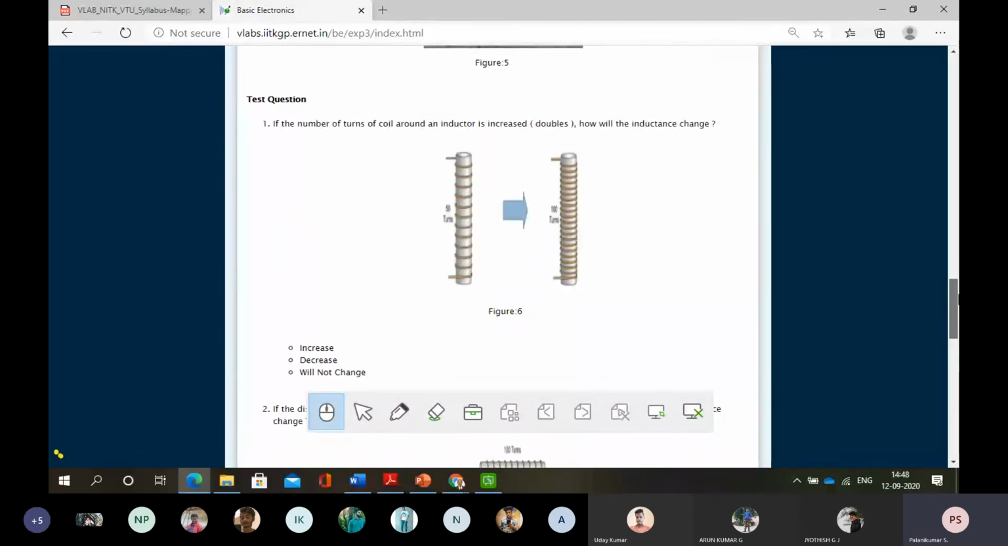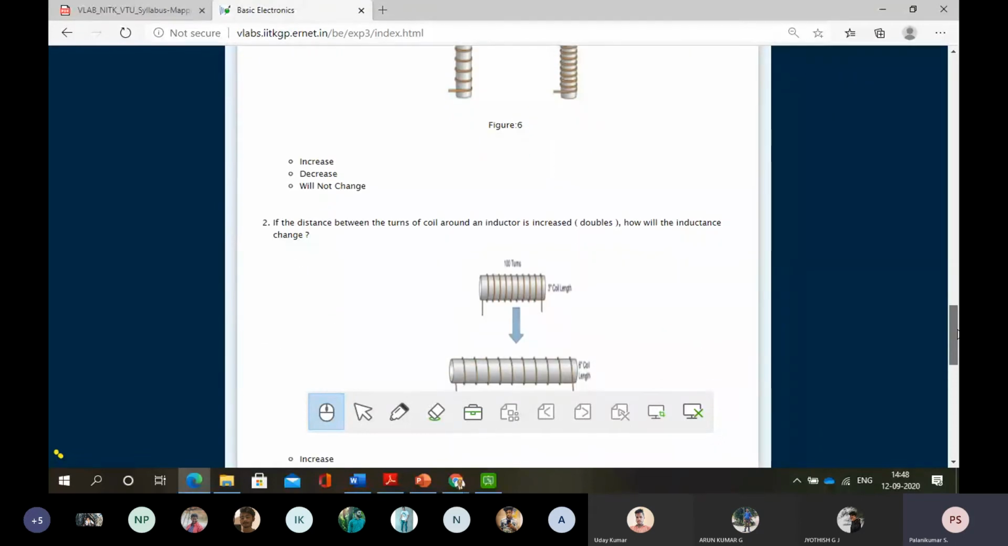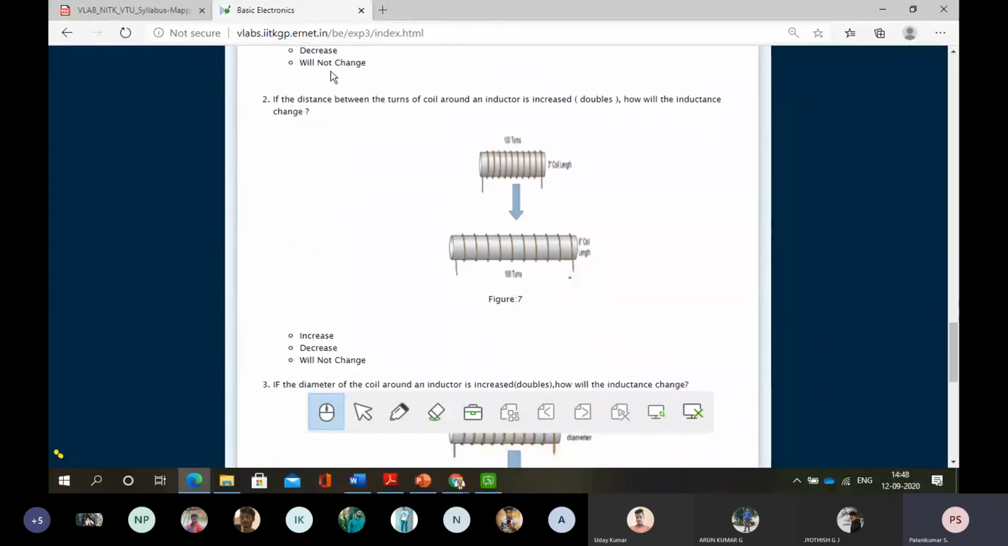Now some test questions. Suppose I increase the number of turns from 50 to 100, the inductance will increase. If I double the turns from 50 to 100, the inductance value changes as the square, so it will increase four times. In the same way, whatever the coils are, if I increase the core length also, it will be double.